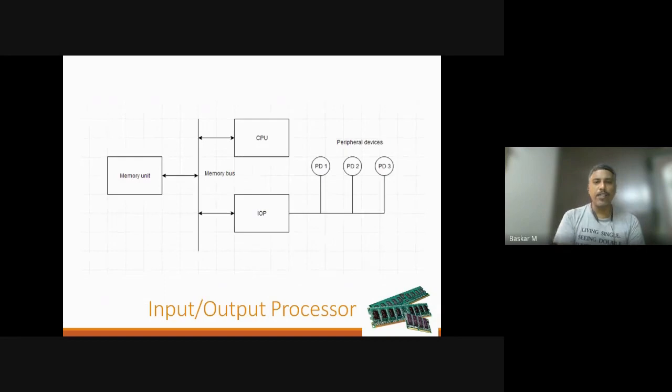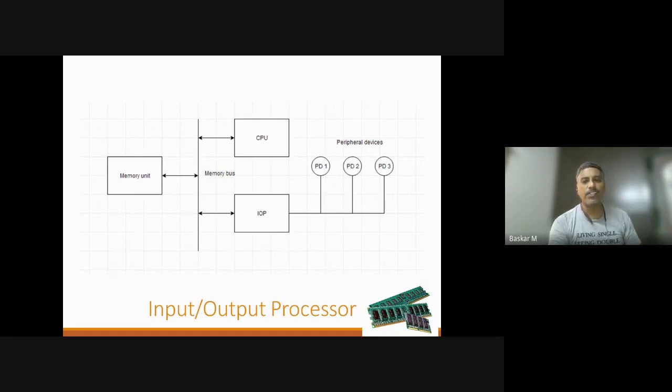Okay, so this is a diagrammatic representation. Here we have the CPU. Here we have the memory unit. In that, what we discussed was the DMA controller. The DMA controller is also known as the IO processor. For example, here we have the peripheral devices, that is, IO devices. The IO devices are connected with the IOP.